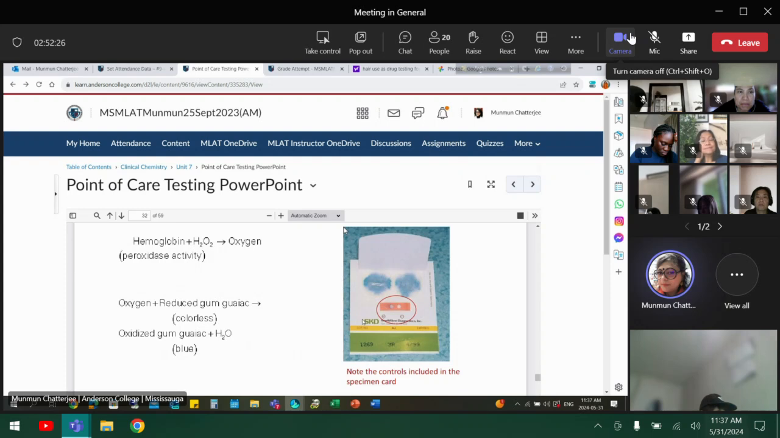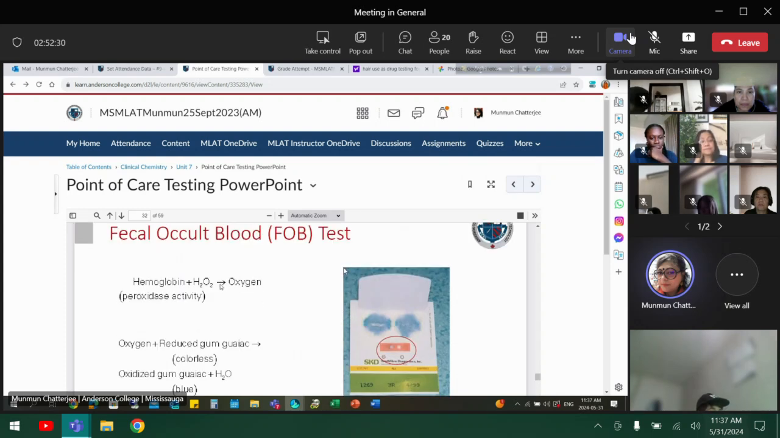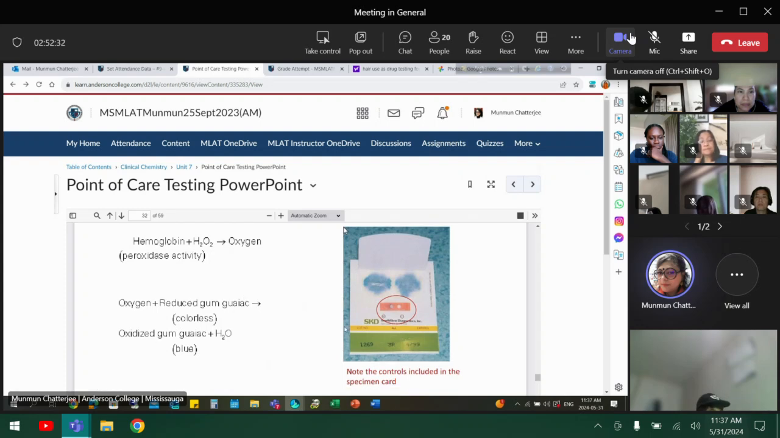So how does it look? Hemoglobin, you have the guaiac, so it's going to ultimately change the color to blue. And there is always a control and test window.